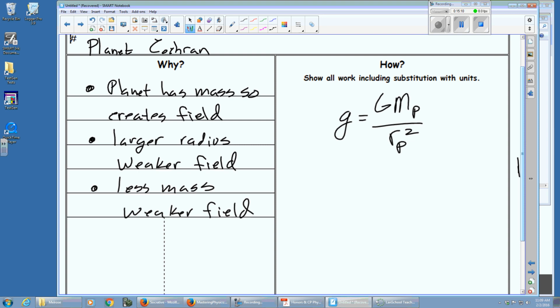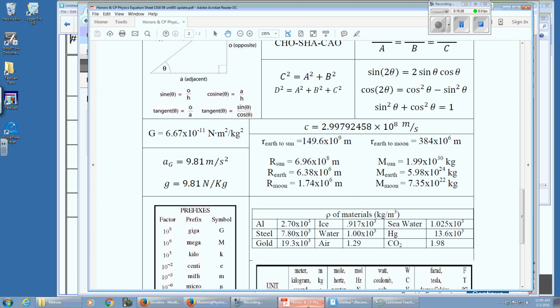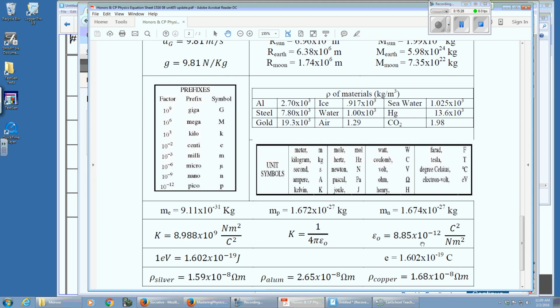And now, let's see. Double check. What do we know? We know the mass of the planet in kilograms. Is that our base unit? You know a way to double check your base units? Where do you think it is? On the equation sheet. Look at this. Unit symbols. All the base units we use are right there. So is kilograms my base unit? Let's look.